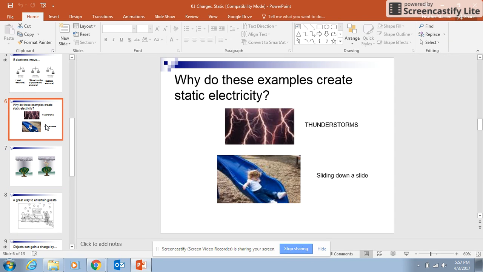The second example was a little girl sliding down the slide. So just remember that sliding down a slide, of course, is friction. So you can see here that her little hair is kind of standing up on its ends.